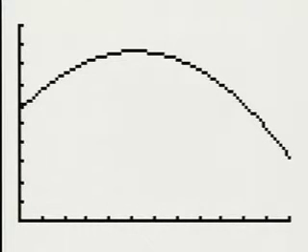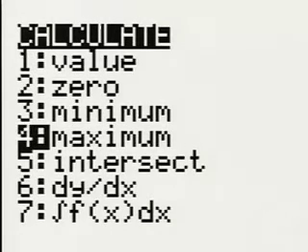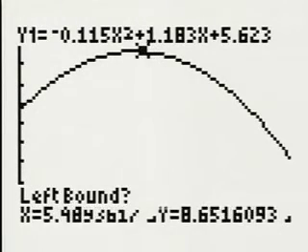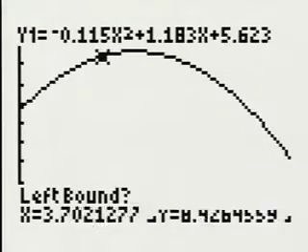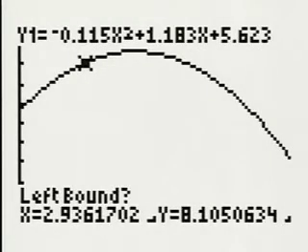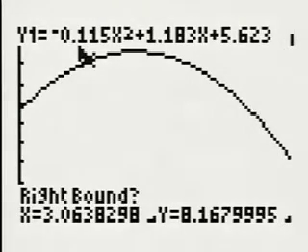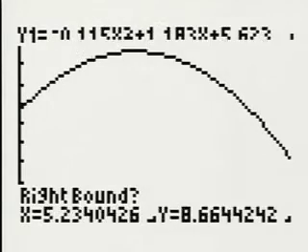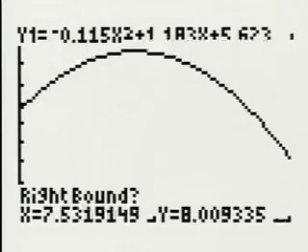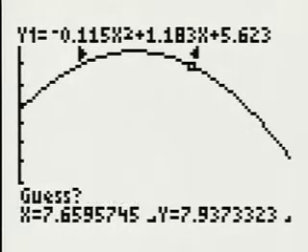For part A, we were asked to determine the highest rate during this time period, so that means we need to find the maximum. So we're going to go to our calc menu, select option number 4 for maximum. The left bound, we need to go to the left of the peak, so we want to scroll to the left so that we're clearly on the upside of the peak. Hit enter to select that. For our right bound, we want to scroll so that we're clearly to the other side of the peak, the downward slope. We'll hit enter. And for our guess, we're going to go ahead and try to scroll to the top of the peak and hit enter.